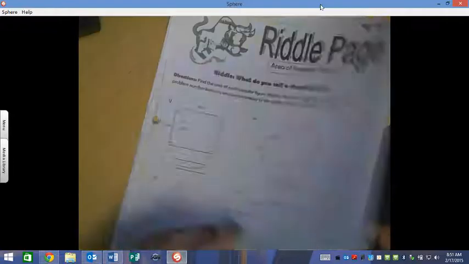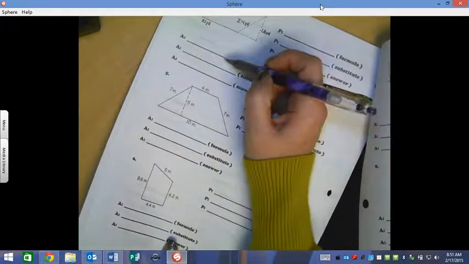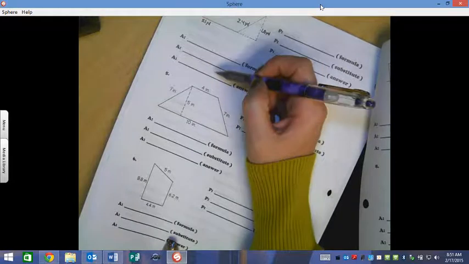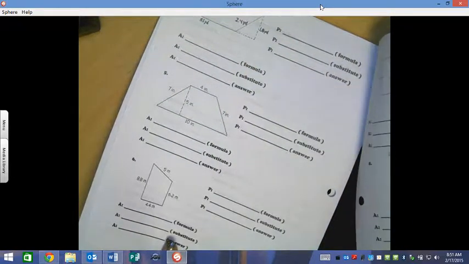This one should be a pretty good review. It has rectangles, parallelograms, triangles, trapezoids, all stuff that you've seen before, but we're going to use our same method. We're going to put our formula and then substitute in our numbers and then solve it out. So you'll need to have each step because each blank is going to count separately.